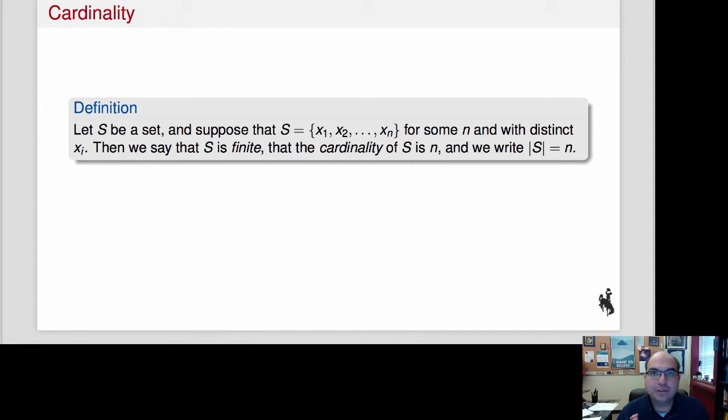Okay, now let's introduce a new property about sets, and that property is cardinality. Now, when you hear the word cardinality, you should kind of think in the back of your head, size. That's really what cardinality means, okay?